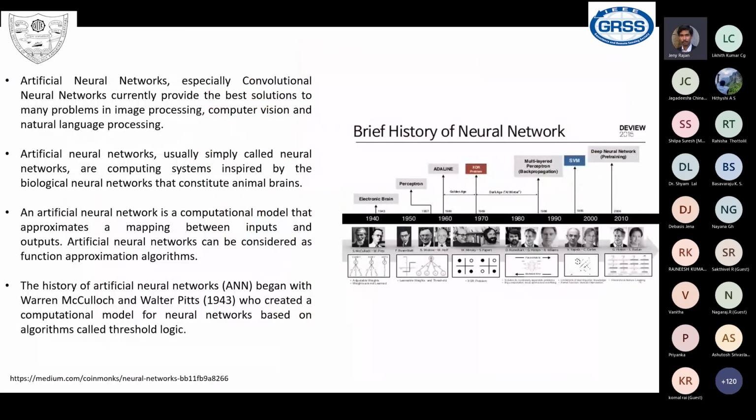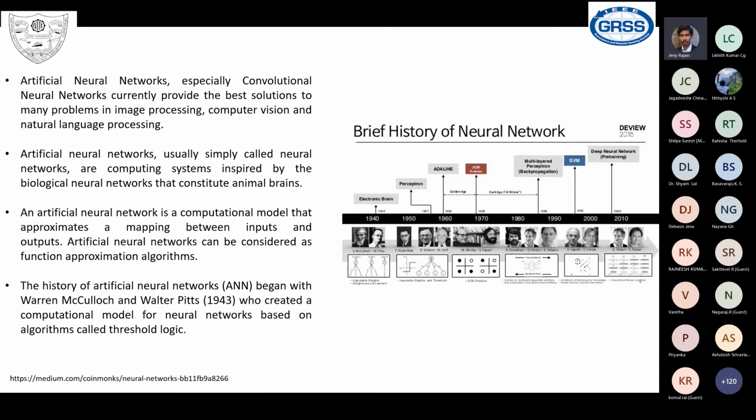Okay. So as I mentioned earlier, artificial neural networks, especially convolutional neural networks, currently provide the best solutions to many problems in image processing, computer vision, and natural language processing. If you look at the literature, you can see that for most of the problems in computer vision or NLP, the researchers use CNN to come up with a solution. That shows how popular convolutional neural networks are.